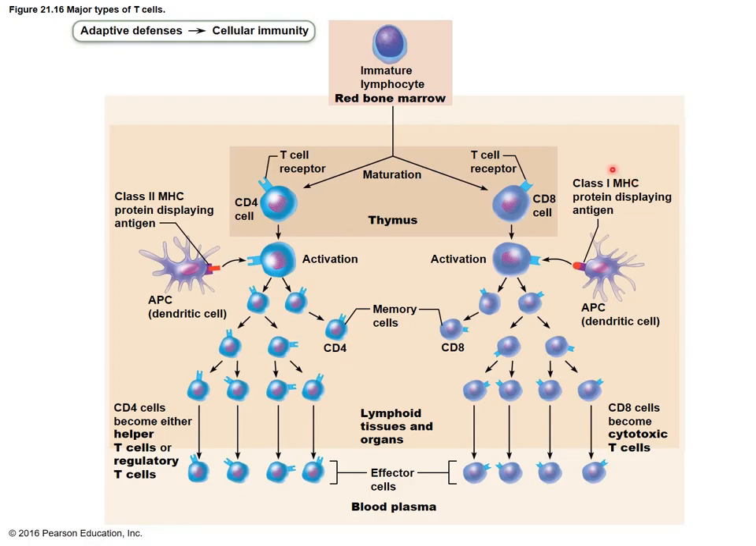Now on this side you have the class 1 major histocompatibility complex. Once again, it's being displayed over here by this antigen-presenting cell, activating these cells, which become the CD8 cells. Some of them will become memory cells, and the remainder are going to go through reproduction, and these will become cytotoxic T cells. And these are going to be moving into the lymphoid tissue as well as into the blood plasma.